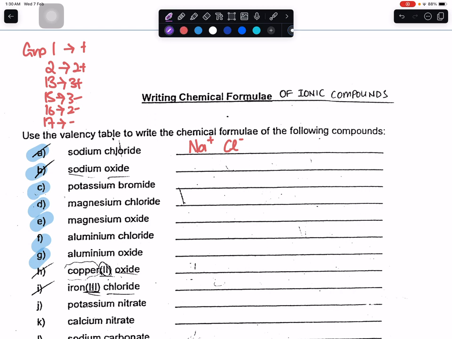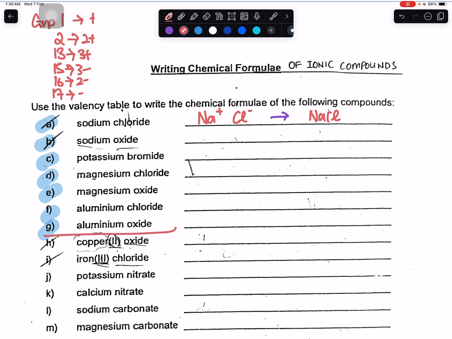Okay, so back to the sodium chloride. Once you have gotten that it's Na plus and Cl minus, you can combine them and you'll get your answer of NaCl. Okay, so if you have no questions here, you can try the question up to G, and then I'll go through the rest with you.